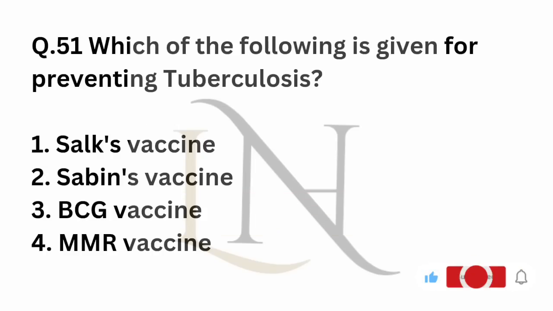Which of the following is given for preventing tuberculosis? Option 1 Salk vaccine, option 2 Sabin vaccine, option 3 BCG vaccine, option 4 MMR vaccine. Answer is option 3 BCG vaccine is given for preventing tuberculosis. Next MCQ.